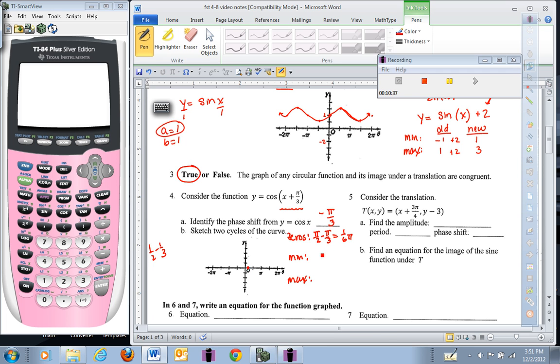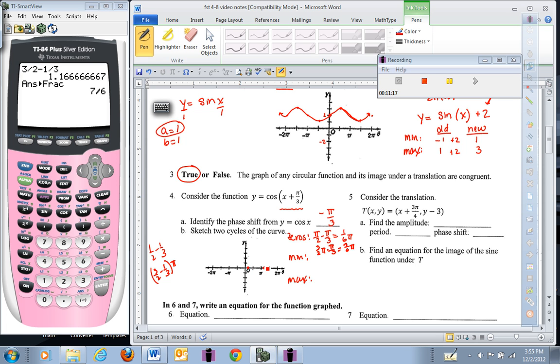We have another zero on that function at 3/2 pi. So if we take 3/2 pi and subtract 1/3 pi, 3/2 minus 1/3, let's see, we hit math enter. That gives us 7/6 pi. 6/6 is 1 pi, so it's just past that, at 7/6 pi.